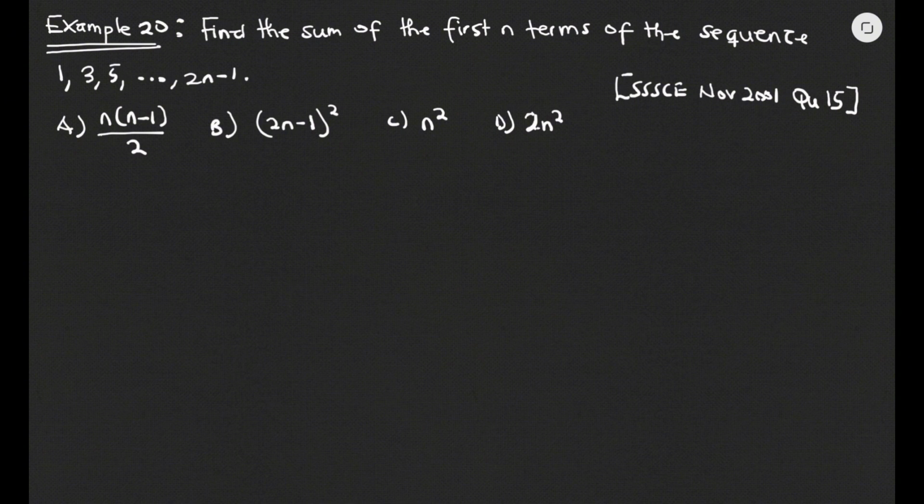Example number 20. We have to find the sum of the first n terms of the sequence 1, 3, 5, ... It's continuous, and the last term is 2n minus 1. Option A is n(n minus 1) all divided by 2. B, (2n minus 1) all squared. Option C is n squared, and option D is 2n squared. So this is the SSC November 2001 question number 15.